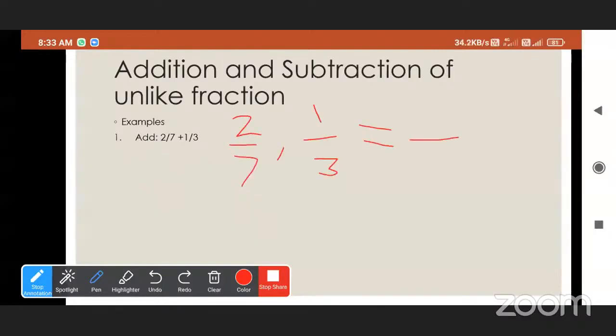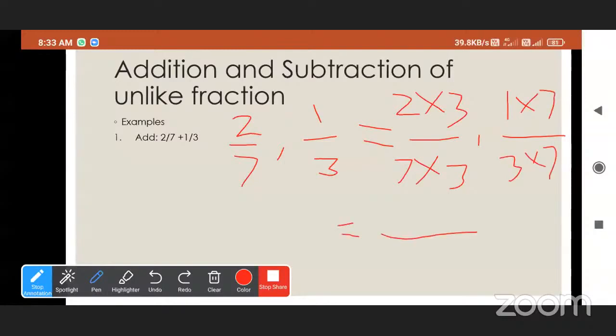So for 2 upon 7 and 1 upon 3, that is 2 multiplied by 3 over 7 multiplied by 3, and the second number is 1 multiplied by 7 over 3 multiplied by 7. So 2 into 3 is 6. Very good. And 7 multiplied by 3 is 21. 1 multiplied by 7 is 7. 3 multiplied by 7 is 21. So see here, these are like fractions now: 6 upon 21 and 7 upon 21.